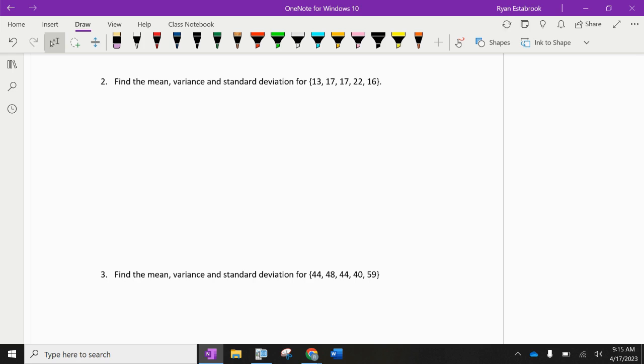All right, so number 2. Same idea. Find the mean, find the variance, and find the standard deviation. So step 1, can you calculate the mean? So add them all up. Divide by the number of terms.